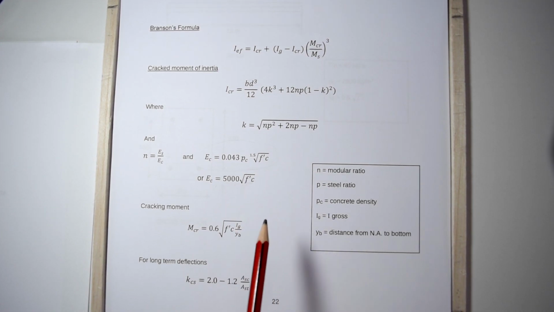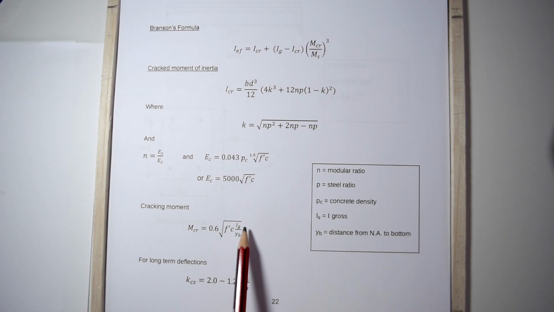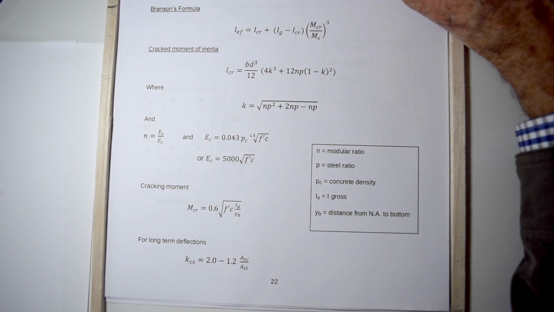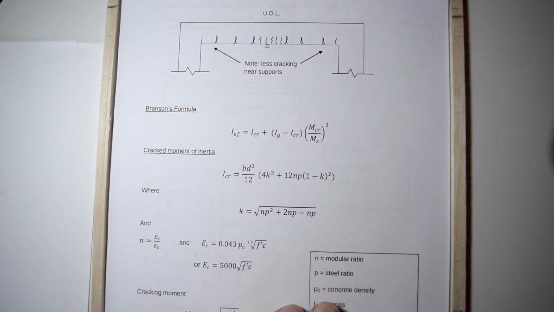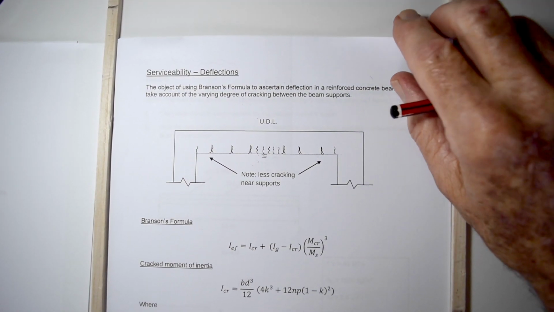And then the cracking moment is given to you by 0.6 from the code, the root of the concrete cylinder crushing strength, by the gross inertia divided by the distance from the center of the beam to the outer fiber. And for long-term deflections, we have this formula here, but the example I'm going to do will actually illustrate these things. So let's move on.